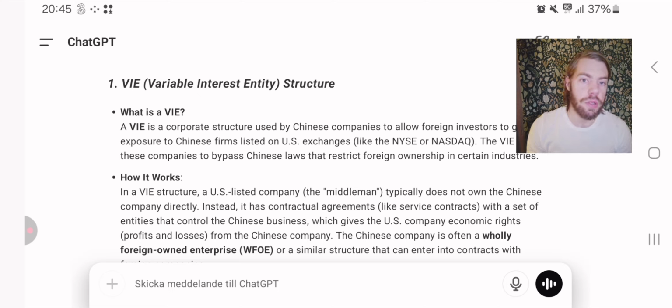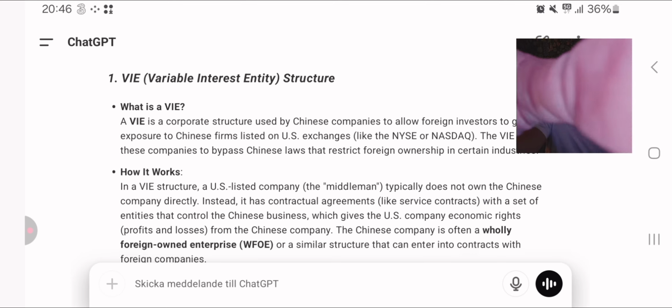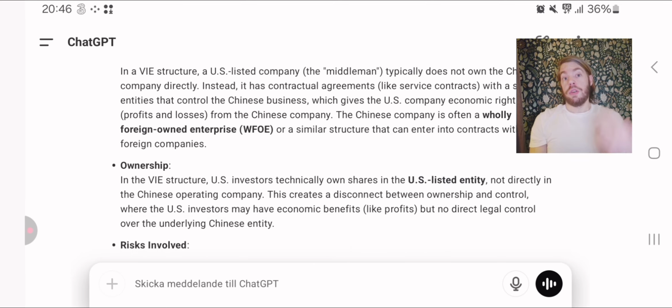And how does it work then? Well, in a VIE structure, the US listed company, the middleman, so to speak, typically does not own the Chinese company directly. So when you buy a Chinese stock on the Nasdaq, for example, the ownership goes through the middleman. So you don't own the stock directly. It's a sort of contractual agreement, like a service contract, with a set of entities that control the Chinese businesses. And this then gives the US companies economic rights, profits and losses from the Chinese companies. So basically this means if you own the stock and the company has a lot of profits, you will be a part of that potential gain in share price, etc. So that is how it's supposed to work.